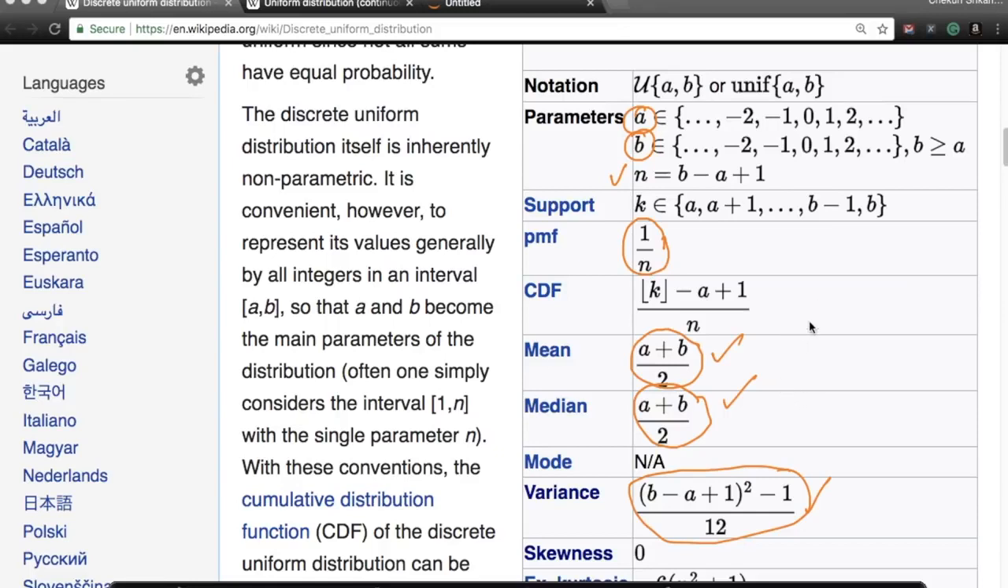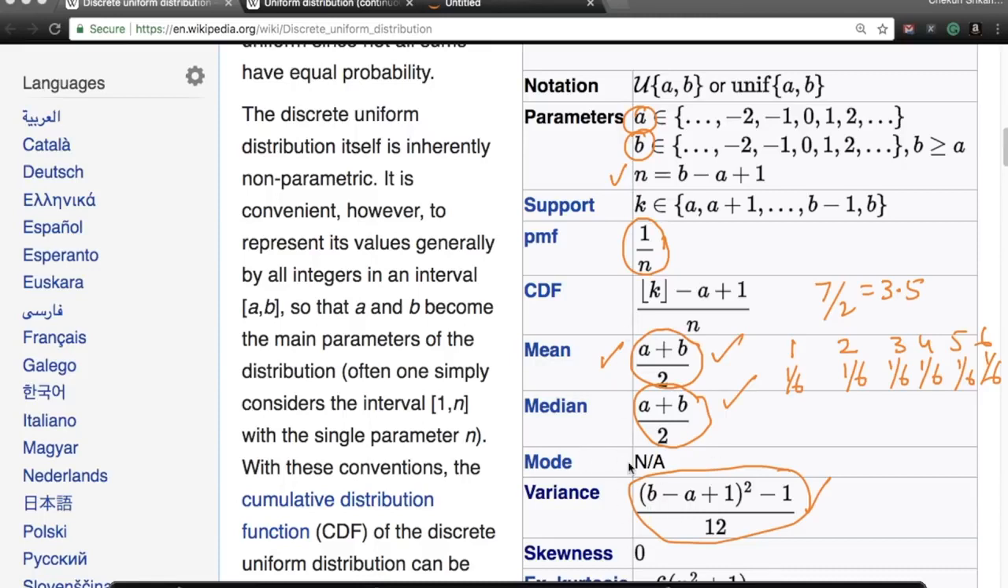Suppose, let's take a dice example. We have 1, 2, 3, 4, 5, and 6. We have 6 outcomes, and each of these outcomes has a chance of 1 by 6, 1 by 6, 1 by 6. These are the probabilities. Now, if you do a simple simulation in a computer program, you can easily verify that the mean will be a plus b by 2. So the mean value will be 7 by 2, which is 3.5. The median also will be 3.5, because all of them are equiprobable. The chance of getting any value is the same. So the mean and median for a uniformly distributed discrete random variable is a plus b by 2.